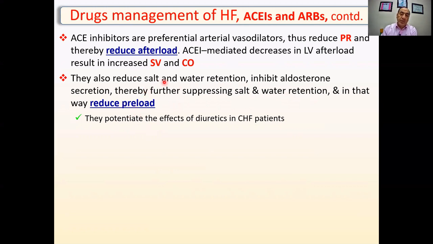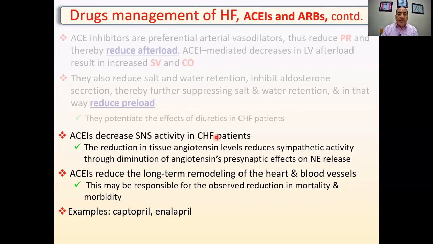So when they inhibit all the sodium and water retention, they potentiate the effects of diuretics in congestive heart failure patients. They decrease sympathetic nervous system activity because they inhibit norepinephrine release. They decrease the long-term remodeling induced by angiotensin II, because they inhibit angiotensin II on the heart and blood vessels. This is responsible for the observed reduction in mortality and morbidity. Examples of these drugs end with pril, like captopril, enalapril, fosinopril, quinapril, and others.